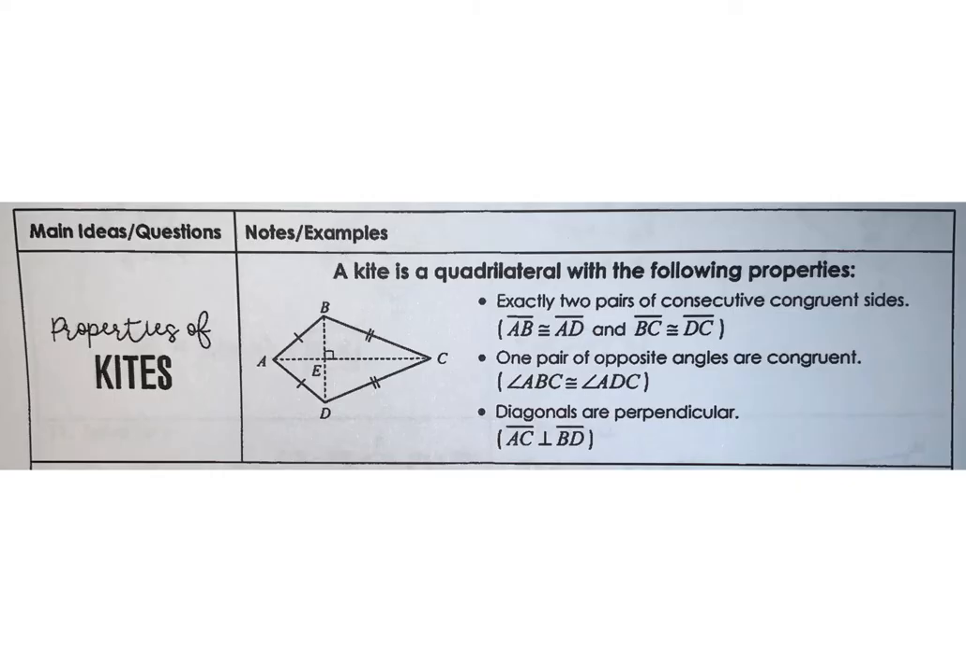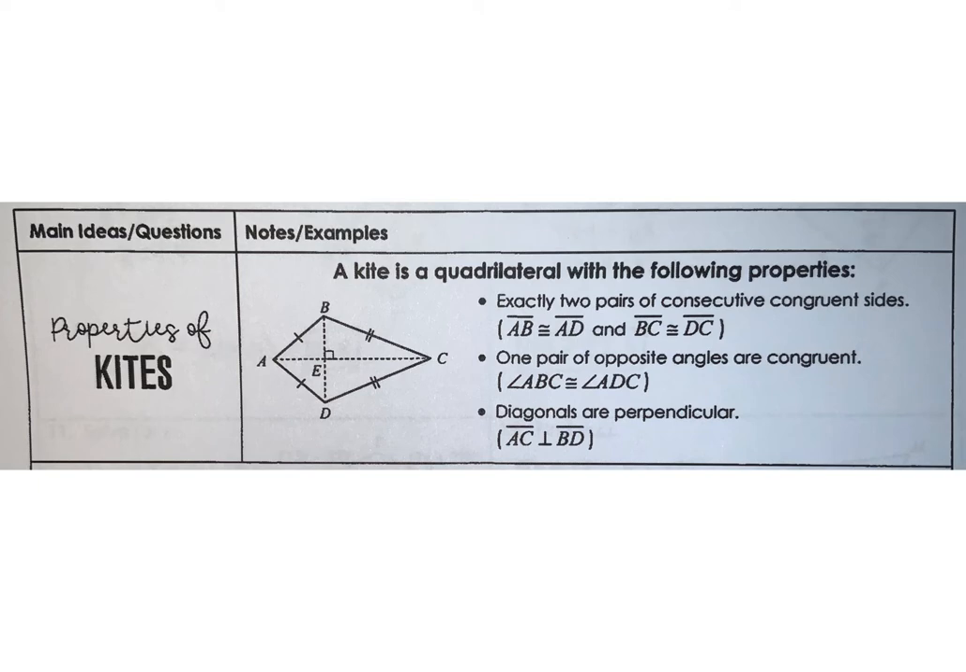So let's look at the properties of the kite specifically. We talked a little bit about this when we did our flow chart. We just listed them. Now we're going to actually do them with some algebra. A kite is a quadrilateral with the following properties. Exactly 2 pairs of consecutive congruent sides.